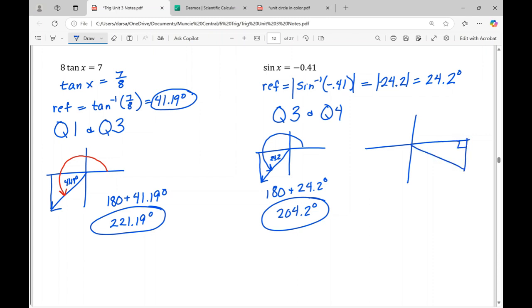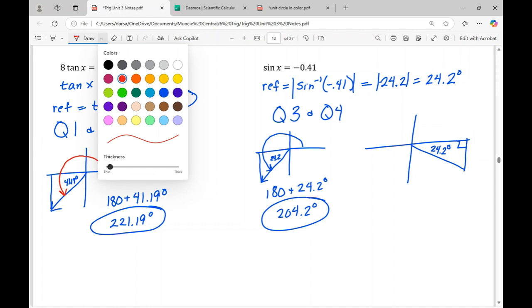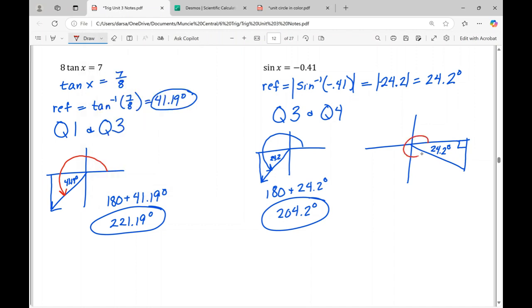Now our quadrant 4 angle is going to be over here. Connect it to the x-axis so that we can get our reference triangle. And the reference angle is 24.2 degrees. In a quadrant 4 angle, we want to start at the positive x-axis and go counterclockwise all the way to the terminal side. So we want to do 360 degrees minus the 24.2 degrees to give us that entire big red angle from the positive x-axis. And that is going to be 335.8 degrees is our second angle.